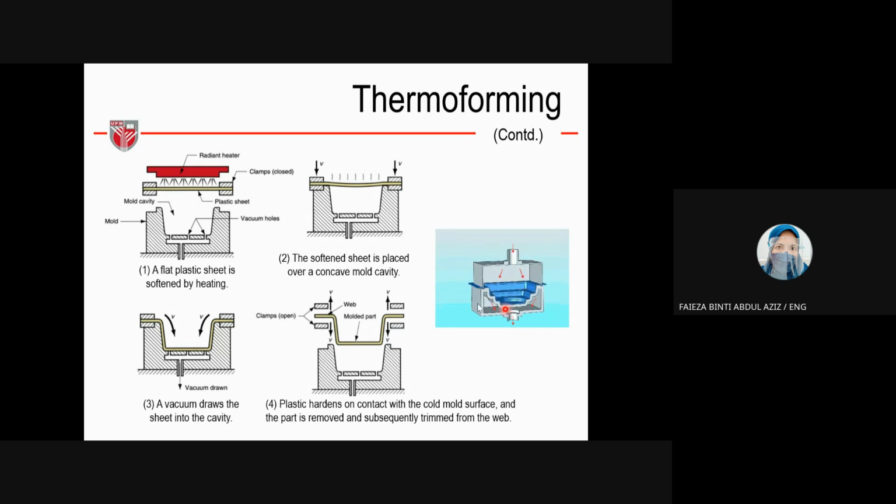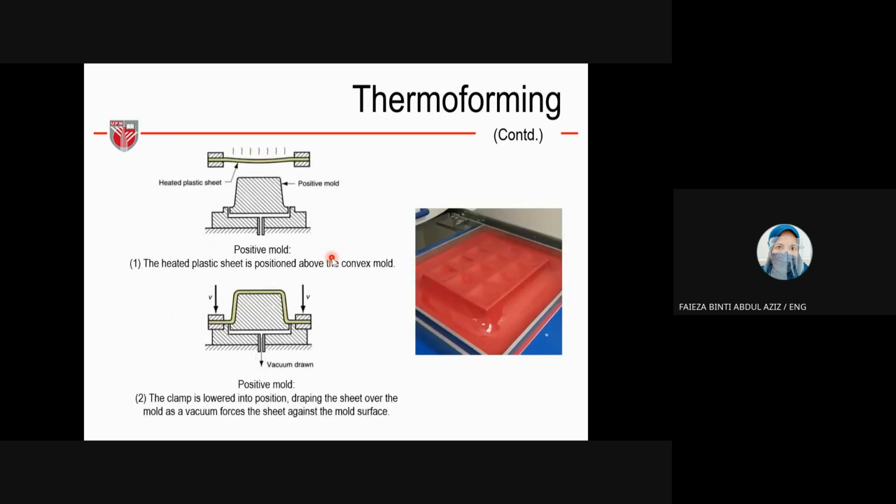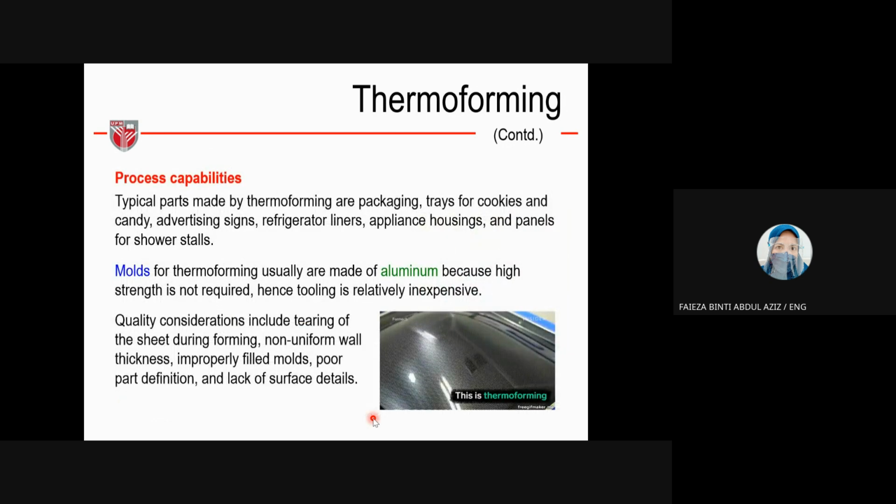Okay, we apply heat. Like this one, we put the plastic sheet or film, and then we apply heat, and then it will follow the mold. Okay, so here the heated plastic sheet is positioned above the convex mold, and then here the clamp is lowered into position, wrapping the sheet over the mold as a vacuum forces the sheet against the mold surface. So you apply vacuum.